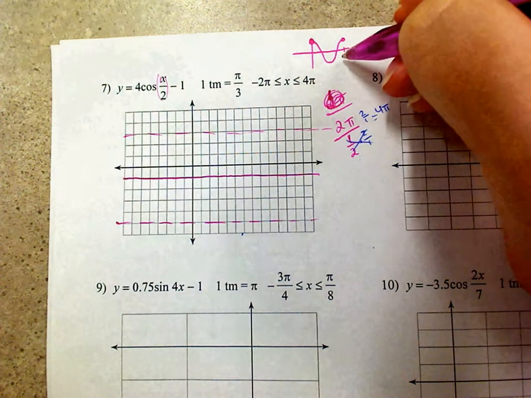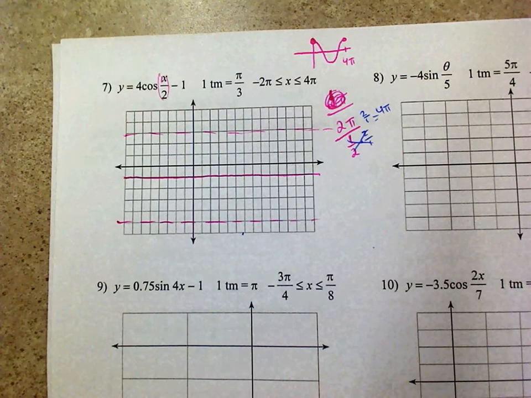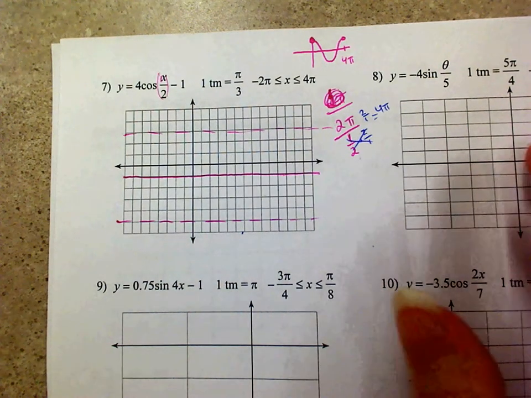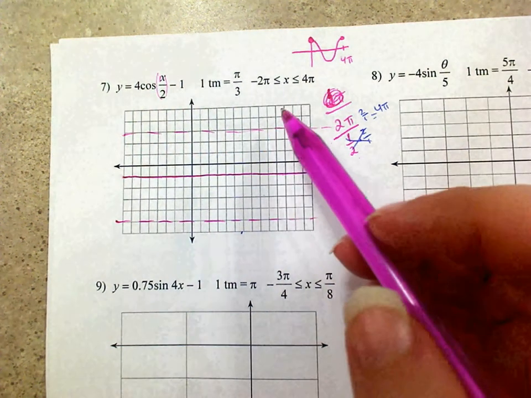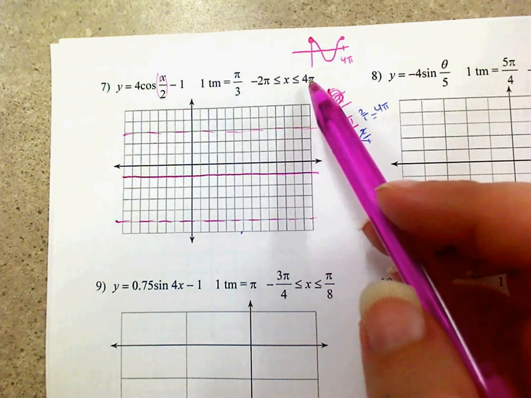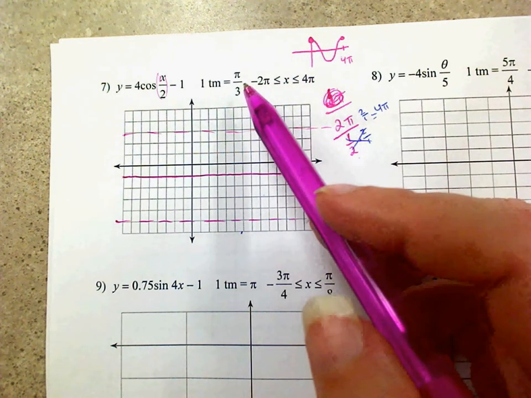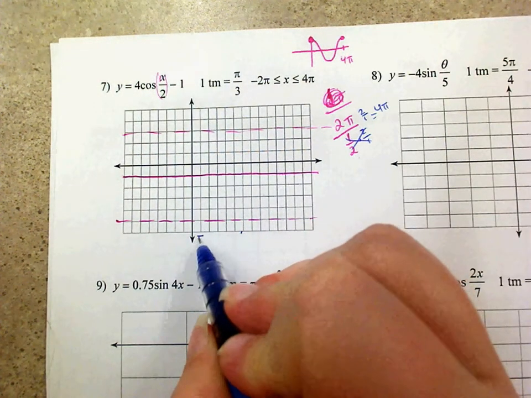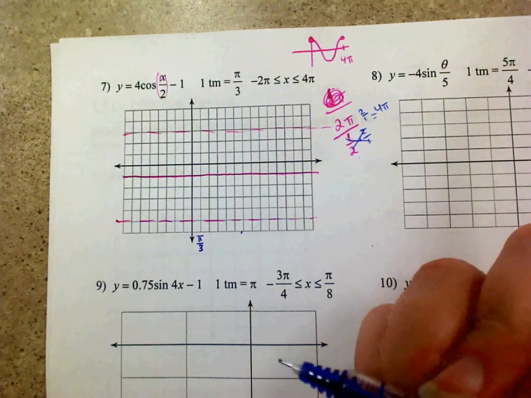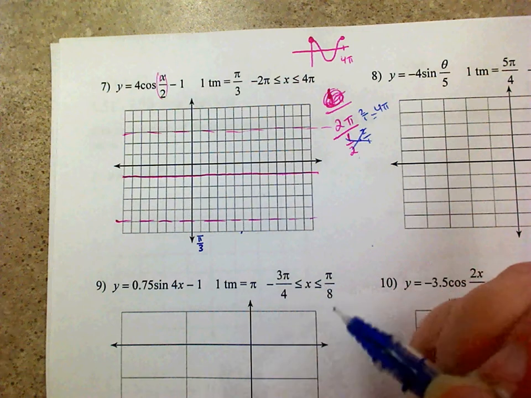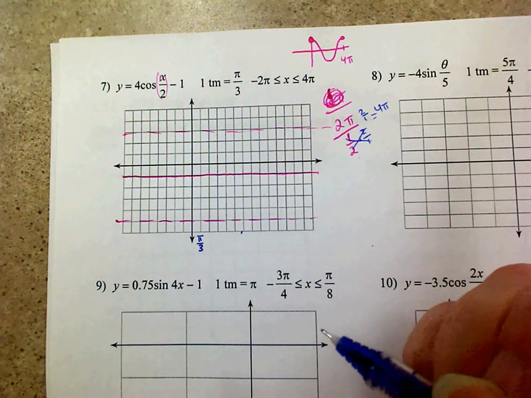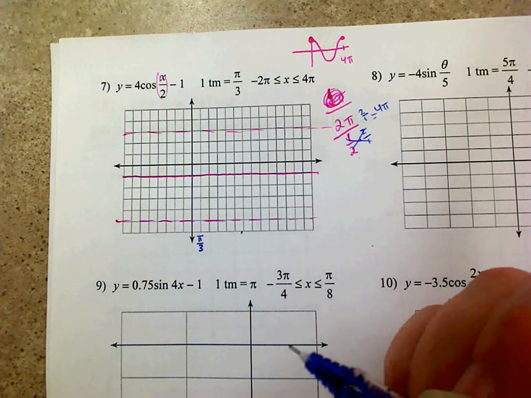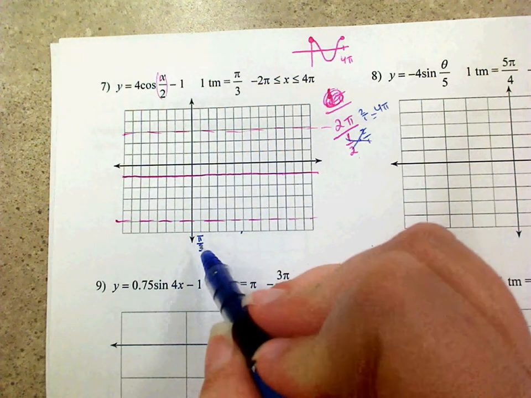Okay. Now, I need to make sure that I know what window I'm graphing on from negative 2 pi to 4 pi, and that one tick mark is pi over 3. So I'm going to go ahead and label my first tick mark as pi over 3. Now, a couple different ways to do this. You can start counting by thirds, 1/3, 2/3, 3/3, 4/3, 5/3, and keep going. Or you can use the fact that if that's 1/3 of pi, then 3 tick marks, 1, 2, 3, is pi.